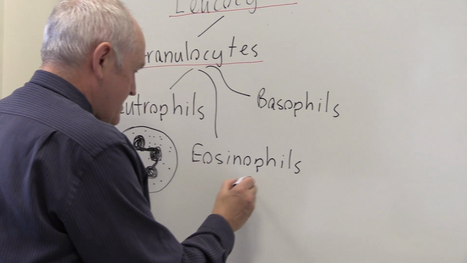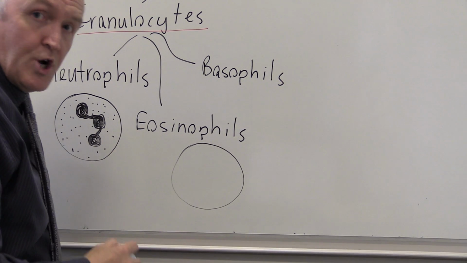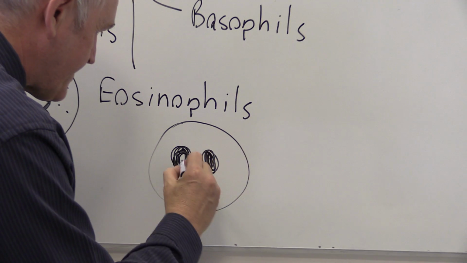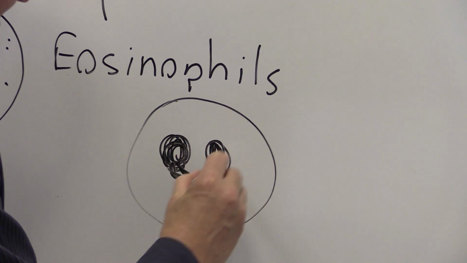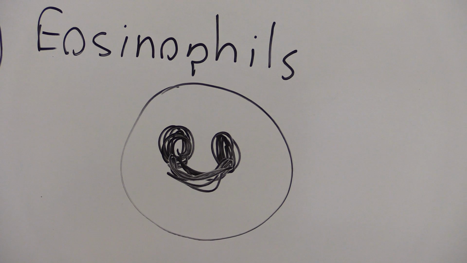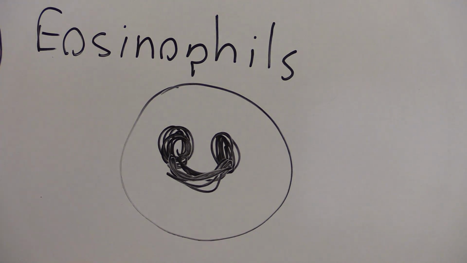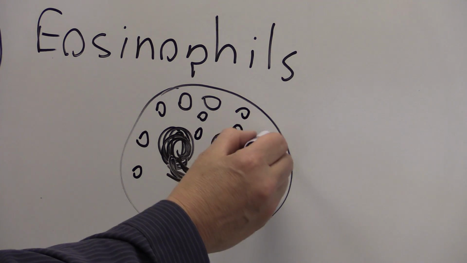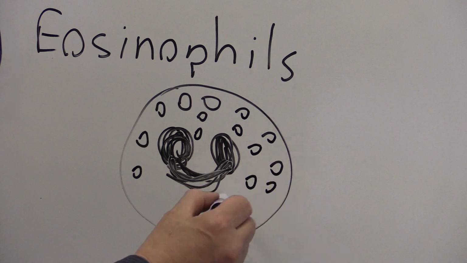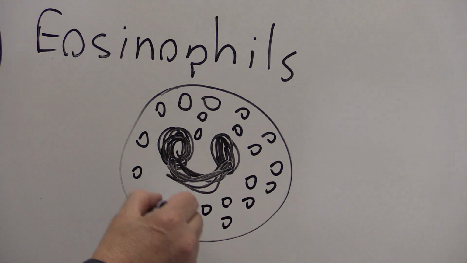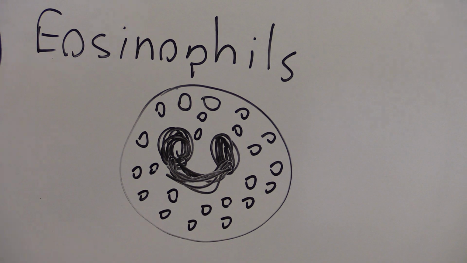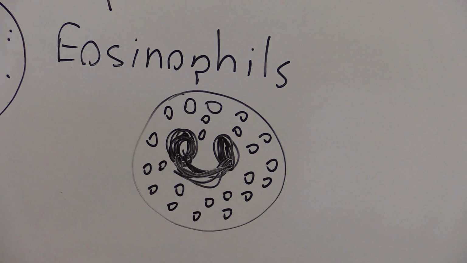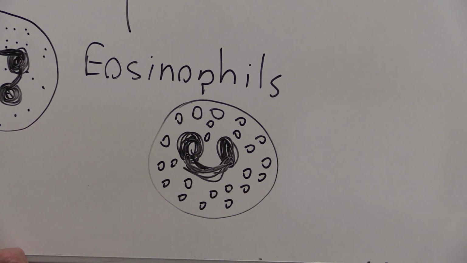Now the eosinophils have a 2-lobed nucleus, something like this, 2 lobes held together by a thicker strand. These are the eosinophils, and they tend to have larger granules. The eosinophils are particularly important for fighting parasitic infections, so infections with worms, for example. The eosinophils will combat that.